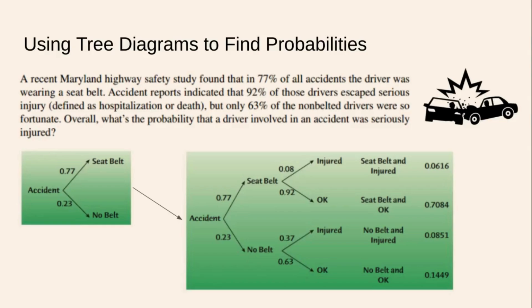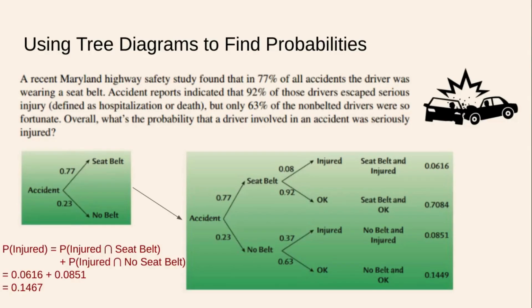So now let's find that probability. The probability of injured is equal to the probability of injured and seatbelt plus the probability of injured and no seatbelt. So we just follow our paths along. We see seatbelt and injured. The probability is 0.0616. No seatbelt and injured, the odds would be 8.51%. We add those together and we get 0.1467. So a little shy of 15% chance that you are injured in a car accident.